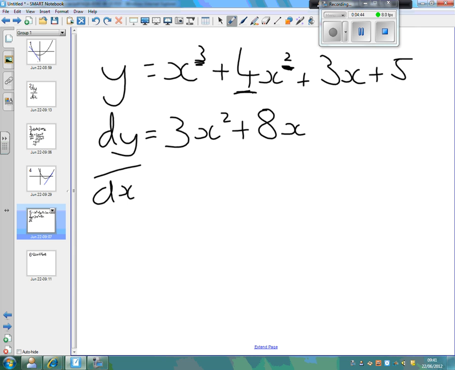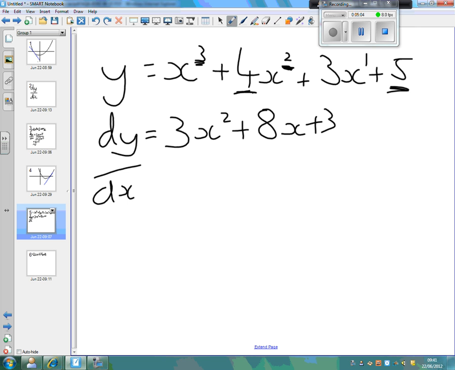Then we take the 3x, which is to the power of 1. We do the 1 times the 3, which is 3. And because it's only to the power of 1, if you took away 1, it would be x to the power of 0, so we're just left with 3. And we ignore the number at the end, there's no x on it. So there we have it. dy divided by dx is 3x squared plus 8x plus 3.